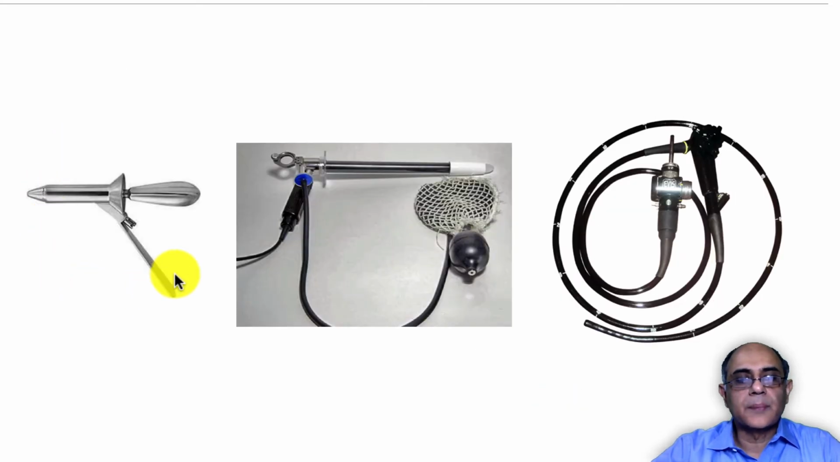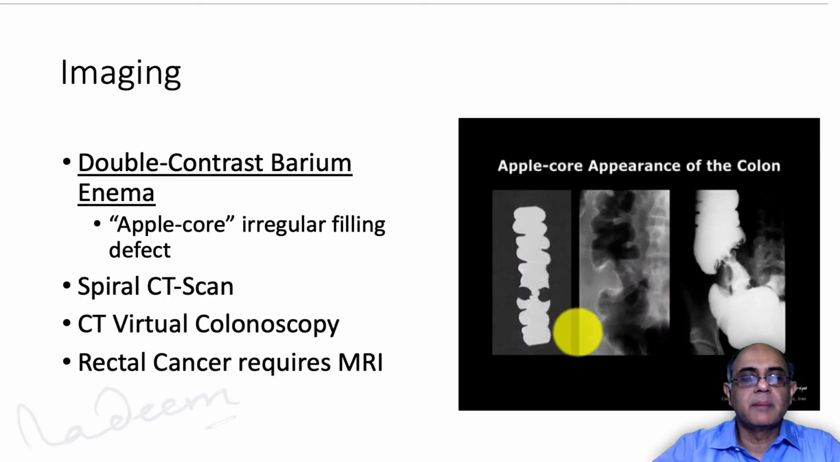So this is a proctoscope with the obturator. Proctoscopes vary in different sizes. This is a sigmoidoscope. It has a light source, and this tube with a bellow at the end to inflate air, and this light source which illuminates. And this is a full-length colonoscope. Imaging: double contrast barium enema, you can see apple core deformity, another deformity. CT scan, you can use CT virtual colonoscopy, and as I already mentioned, rectal cancer requires MRI.